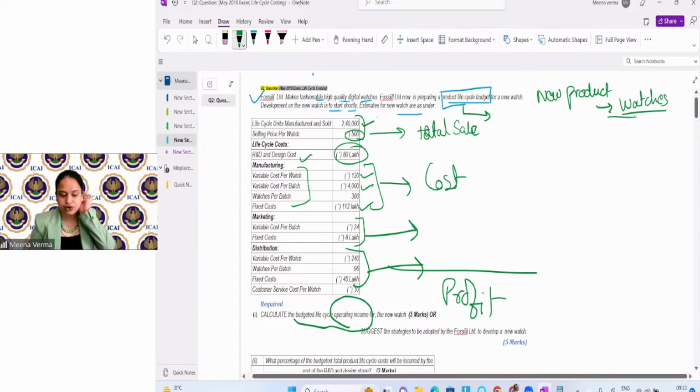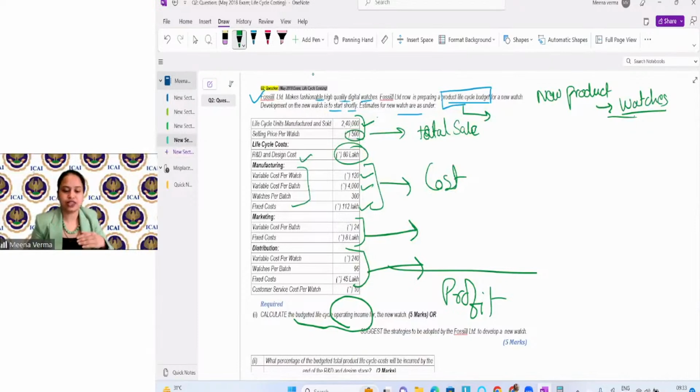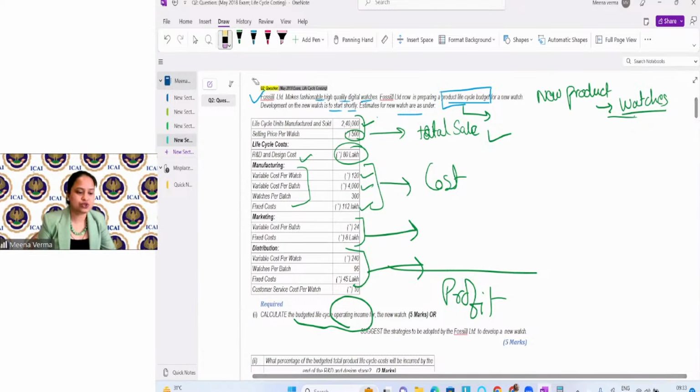They're asking you to find out the operating income over the budgeted life cycle. Now, the point is that for that, what you have to consider is the total sale over the entire life of the product, total cost over the entire life of the product, and the profitability from the product over the entire life of the product. This is what we have to do. We do it here. All right. Okay, let's do this question.